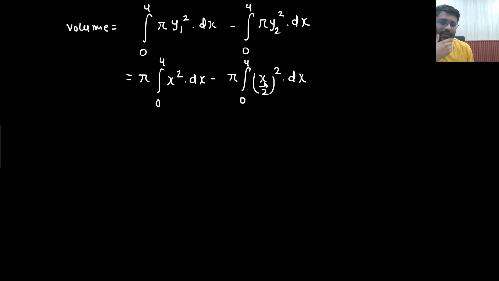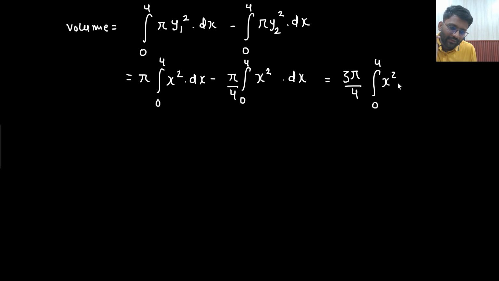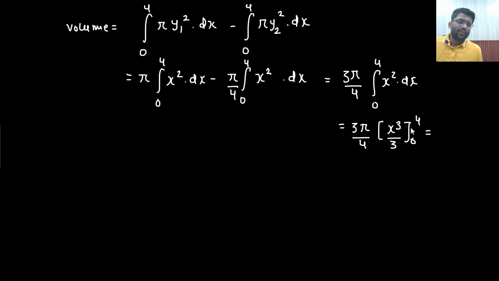Right? So from here, x square by 4. So what will be the answer? 3 pi by 4, integral from 0 to 4 of x square dx. That is 3 pi by 4, x cube by 3, from 0 to 4. If you put the limit, 4 cube by 3, the 3 and 3 get cancelled out, 4 square will be 16. So the answer will be 16 pi unit cube.